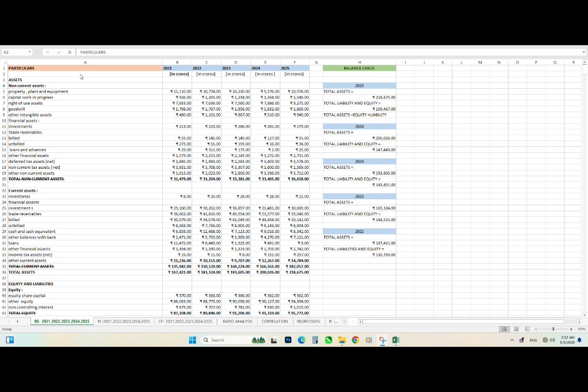In this project, I have combined traditional financial statement analysis with modern analytical techniques like ratio analysis, correlation, and regression, to evaluate the overall performance of the company. This process helps not only in understanding past performance but also in predicting future trends.